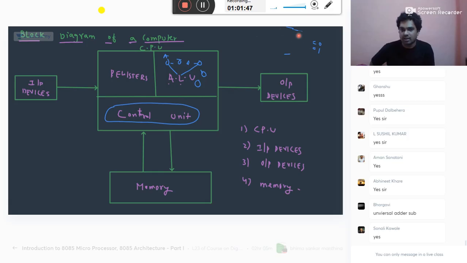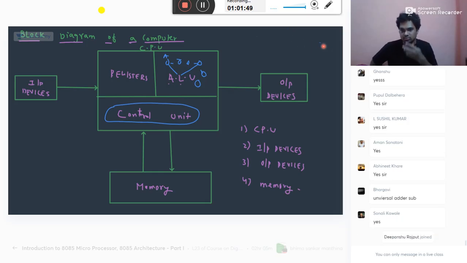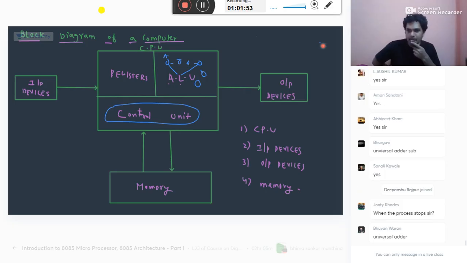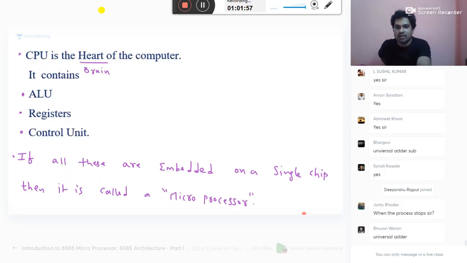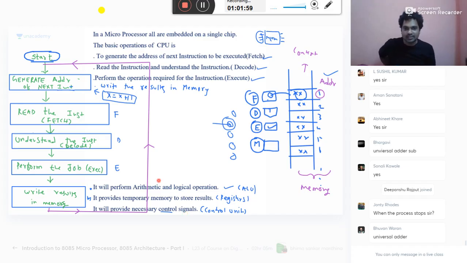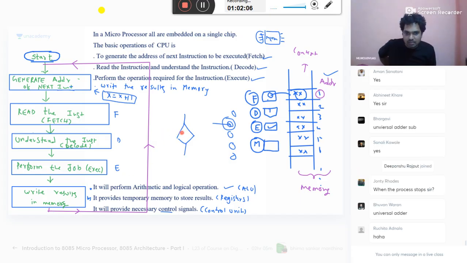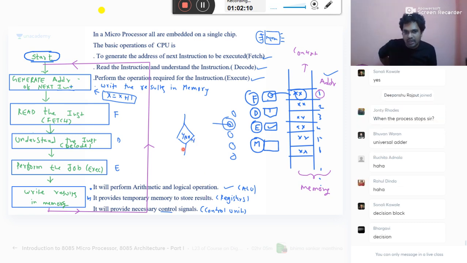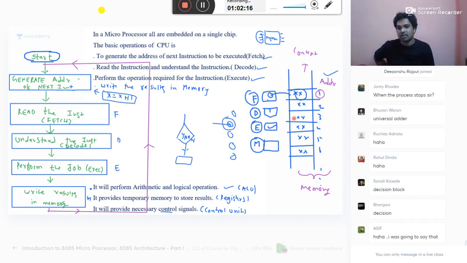It can be arithmetic, it can be logical, it can be anything. After this, you can have one block whether the job is completed, yes or no. If the job is completed, then it will stop and start fresh. It depends on the decision block.